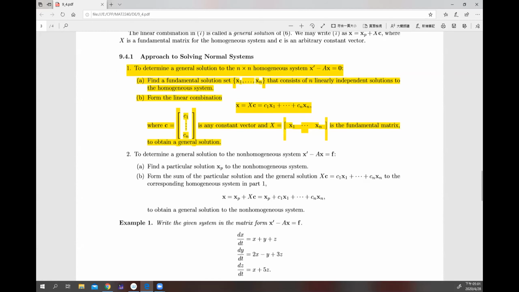All right, so first thing, find a fundamental solution set x1 to xn. That's actually given to us. That consists of n linearly independent solutions to the homogeneous system. So the first thing we need to check is that the three vector functions that we're given, are they linearly independent? Let's check that first.